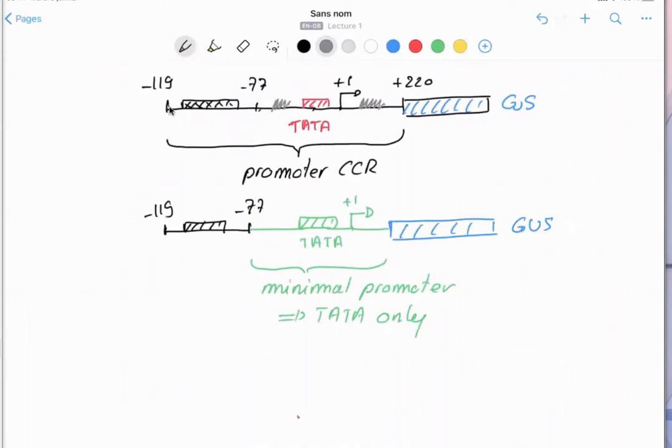So from here, we say that minus 119 till minus 77 is necessary. And to prove if it is sufficient, we take this sequence and put it in front of a very minimal promoter that contains only the Tata box. If this construct works, it means that all the elements that we characterized before, moreover being necessary, they are sufficient. It means that they don't need other sequences. Do you understand the strategy?